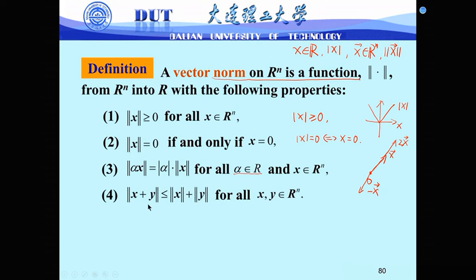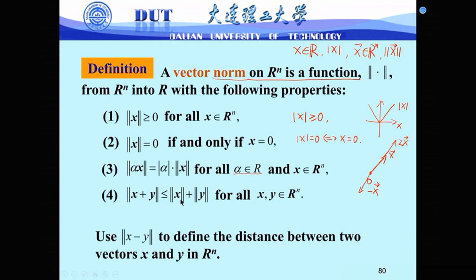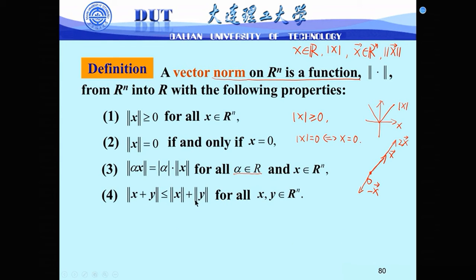The fourth: the norm of x plus y should be less than or equal to the norm of x plus the norm of y, for all vectors x and y. Is it okay for you? Actually, this is the triangular rule. Okay, I need to clean.